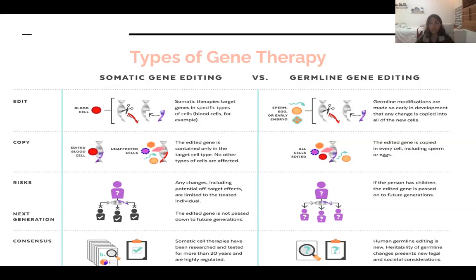Now, germline gene editing, this is the modification of the much earlier stages of development. So this is in the reproductive cells like the sperm and the eggs and the ova. And once it's in the sperm or the ova, it can affect the surrounding cells. So due to this, it makes it inheritable and it's passed down from generation to generation. And since it's such an earlier development of inserting genes, it has brought up a lot of ethical and societal issues.